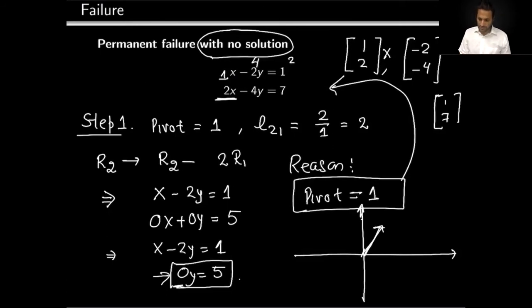Suppose this is the vector 1 and 2, depending on the scale on your axis. And then you have the vector -2, -4, which is somewhere here. It's just a double length. If you multiply the first vector by -2, you get this vector. So these two columns are on the same line. This is the second vector, this is the first vector. And this 1 comma 7 is somewhere here.